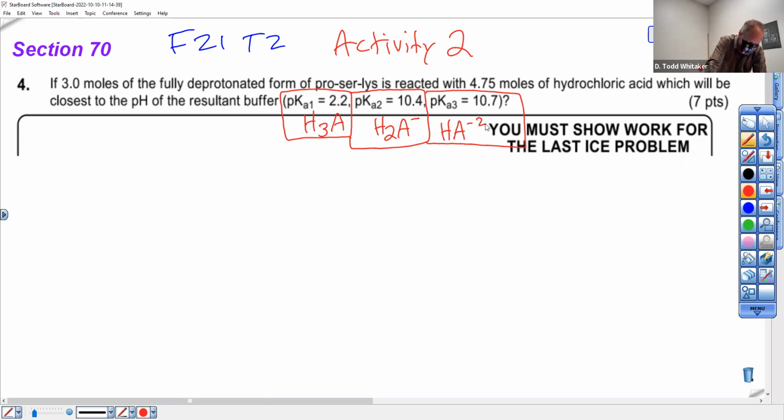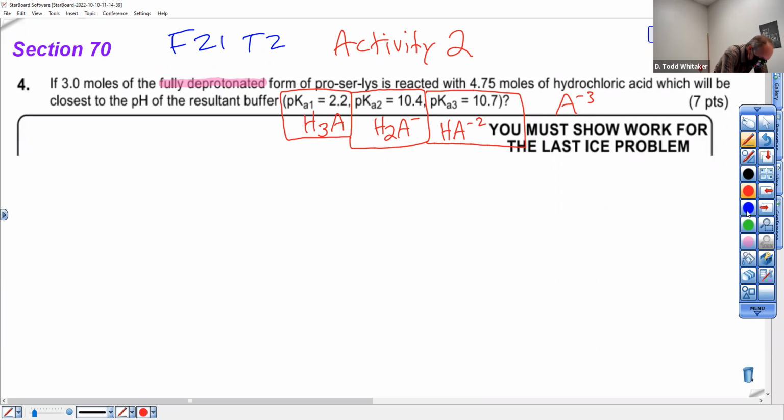Good job. Okay, so in this one, you're told you're not starting with any of these. You're starting with the species that has had all of its protons removed. How do I know that? What word said that? Fully deprotonated. I'm sorry, it was two words, wasn't it? So give me the formula for the fully deprotonated form, the one that has 0 protons. No, 0 protons. You just gave me 3. A3 minus. I know what happened. Okay, A 3 minus is where you're starting.